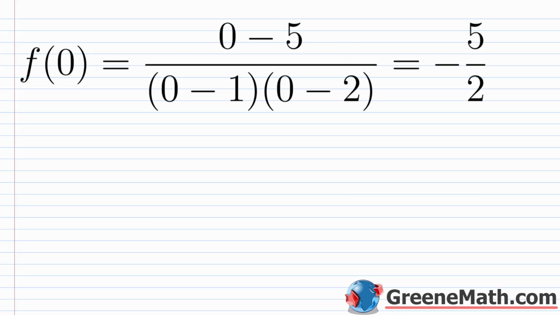Now, in terms of your y-intercept, again, you just find f of 0. So f of 0 will be equal to 0 minus 5 over the quantity 0 minus 1 times the quantity 0 minus 2. So this equals, up here you'd have negative 5. Down here you'd have negative 1 times negative 2, which is positive 2. So negative 5 over positive 2, that's going to be negative 5 halves. So 0 comma negative 5 halves, or you could say 0 comma negative 2.5 if you want. That's going to be your y-intercept.